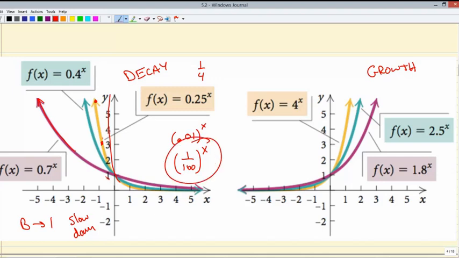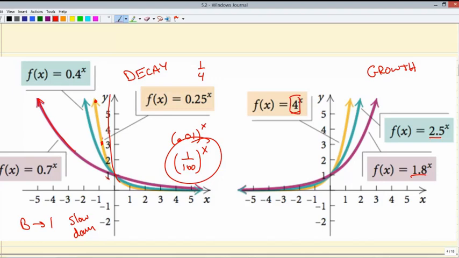When we look at the growth, you can see the same thing. We have 1.8, 2.5, and 4. Which one's going to grow the fastest? Multiplying by 1.8 every step or multiplying by 4 every step? Multiplying by 4. If every week your check got multiplied by a number, which number would you want it to get multiplied by? The 4.